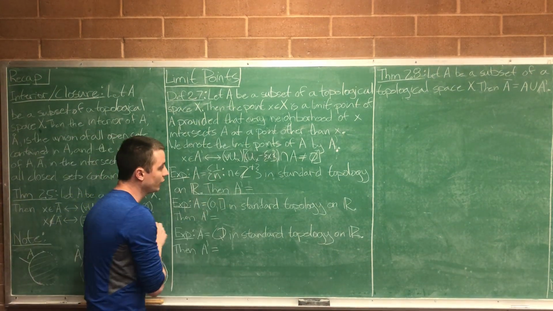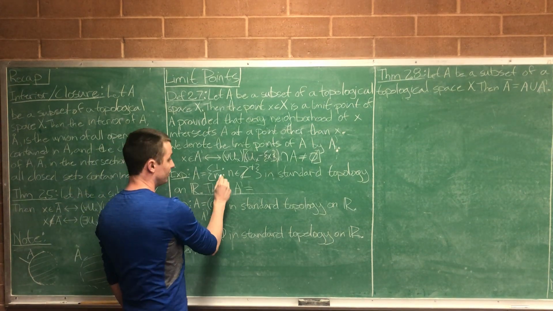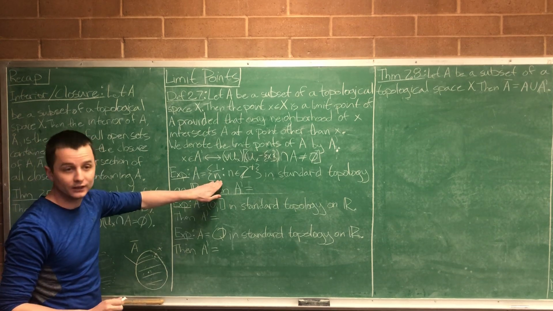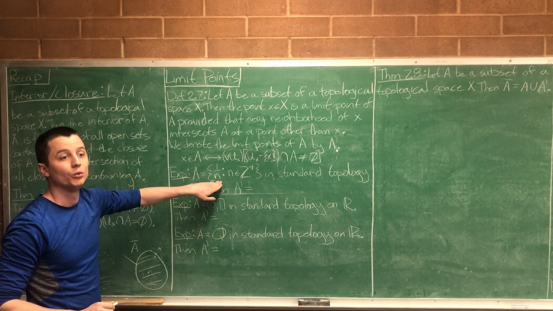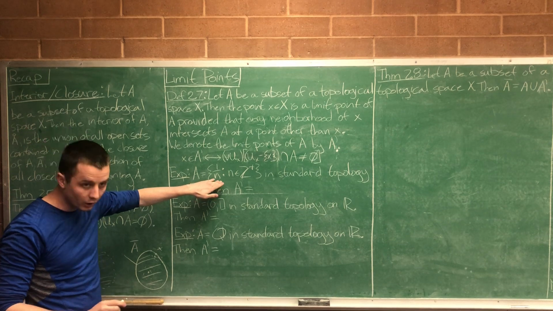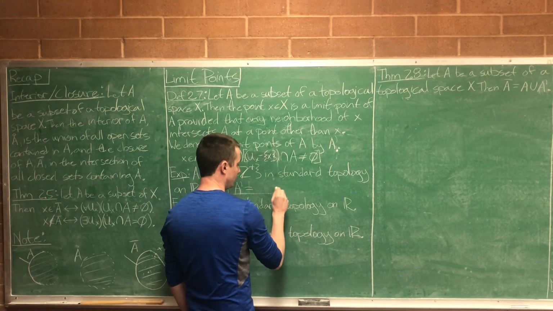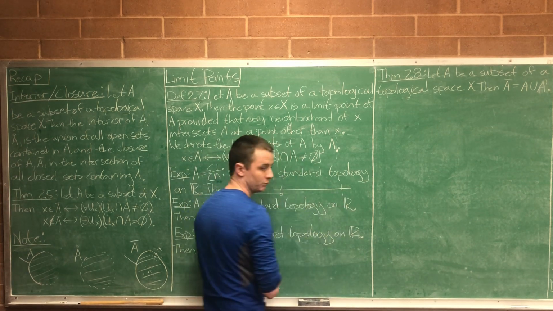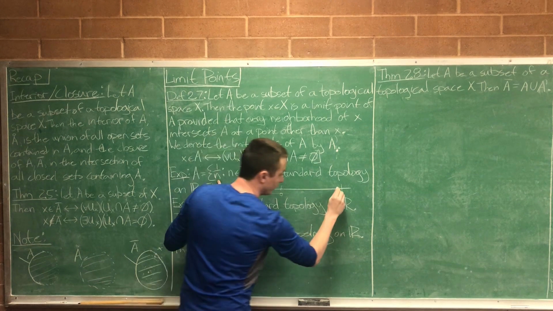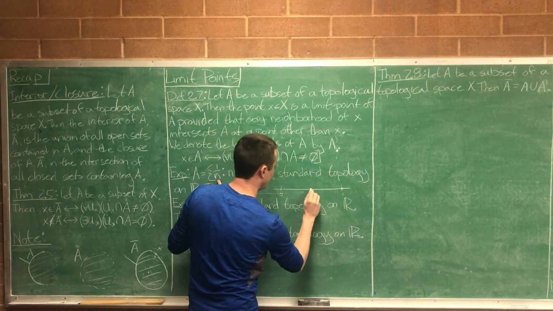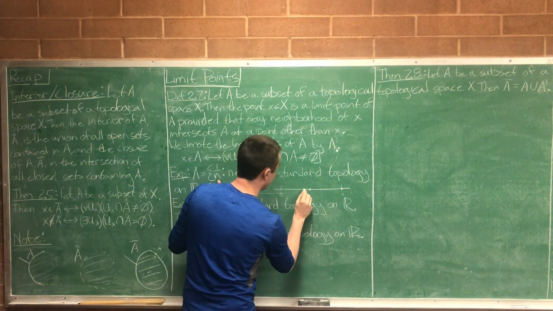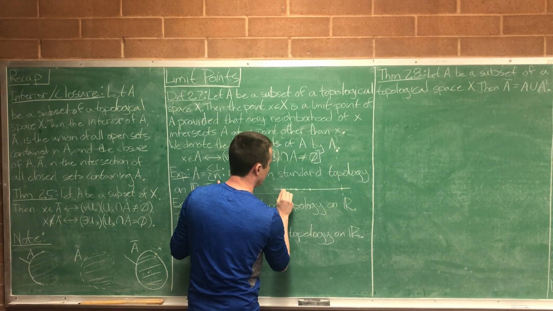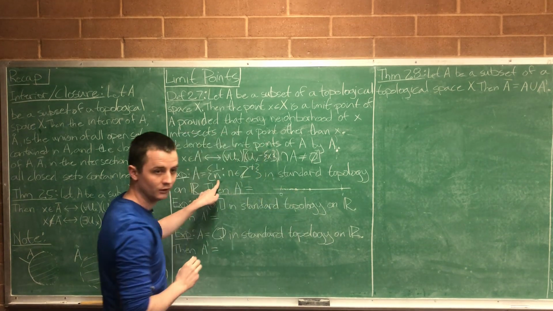So let's look at the set 1 over n in the standard topology on R. Now, do we know what this set is? Yeah. 1 over 1, 1 over 2, 1 over 3, 1 over 4. Okay. Let's draw it on the number line real quick to make sure we're seeing it. Here's 0 on the number line, here's 1. The first point is 1 over 1, right here. The second point is 1/2, right here. The third point is 1/3, right here. 1/4 is right here. 1/5, 1/6, 1/7, 1/8, whatever. And it keeps getting closer and closer to 0.